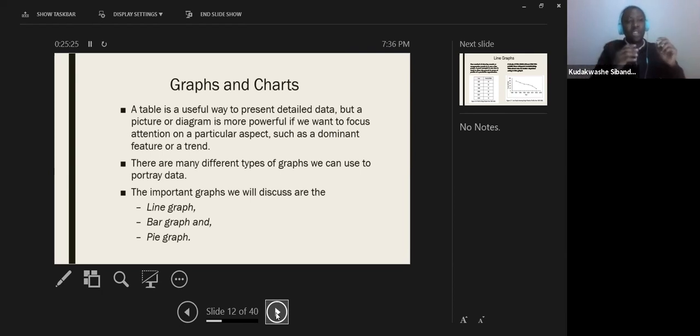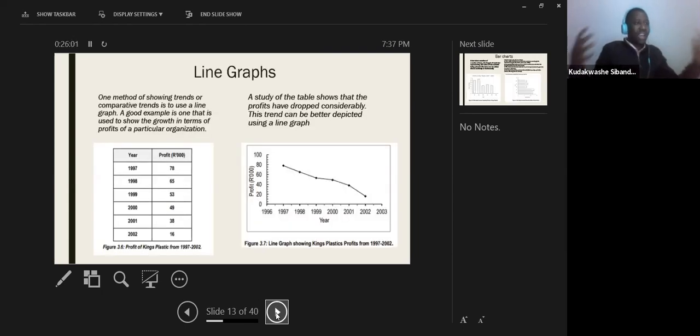When you want to check whether your data is following a normal distribution curve, you can't check that from a table. You need another type of data presentation method that you can employ for you to see that dominant feature or that trend. So that's where graphs come into play. Graphs and charts, right? The most important graphs that we're going to talk about in this lecture are the line graph, bar graph, and what? The pie chart or the pie graph. So let's look at each and every graph.